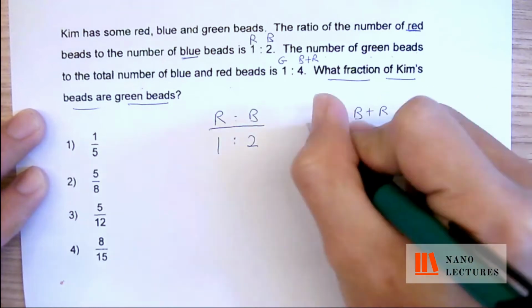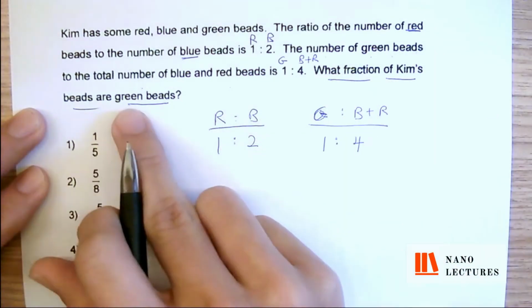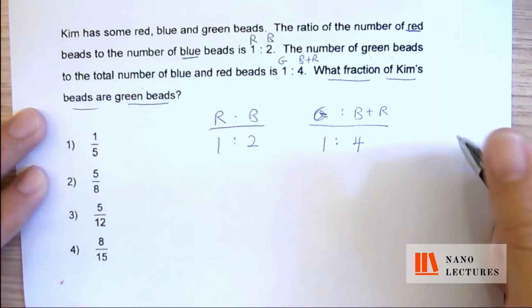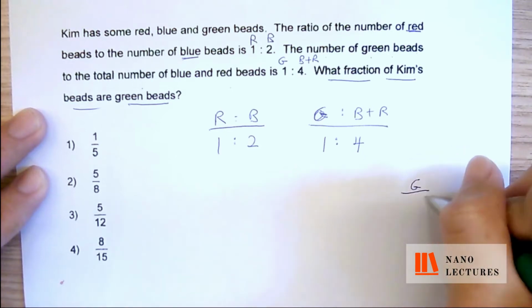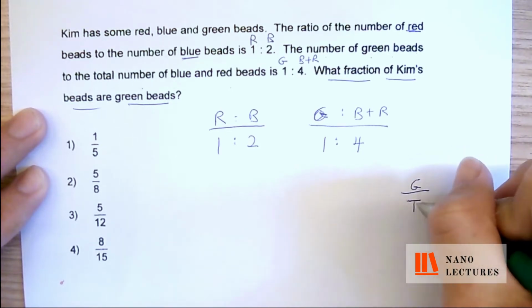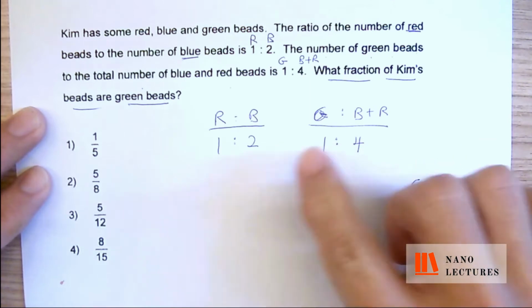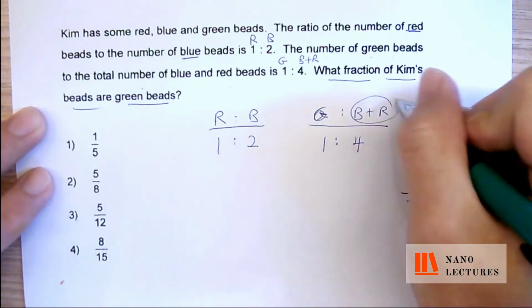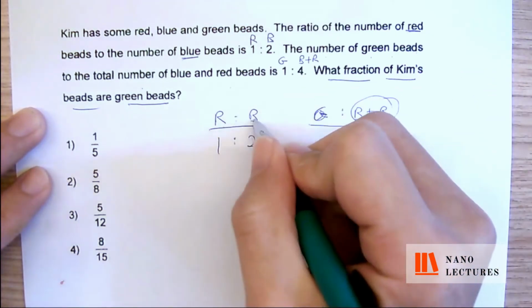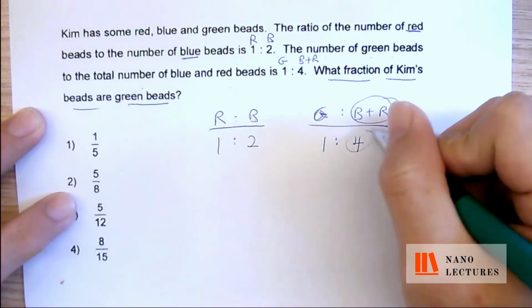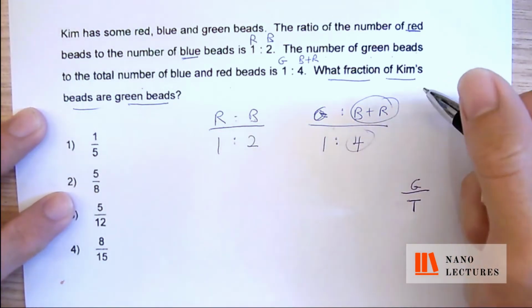Now, what they are looking for is what fraction of Kim's bits are green bits. So, which means that they're looking for green over total. Okay, for this to become total, right now, this is blue plus red, which is 4. This is red and blue, this is 3. We have to make them the same, so we can make a better comparison.